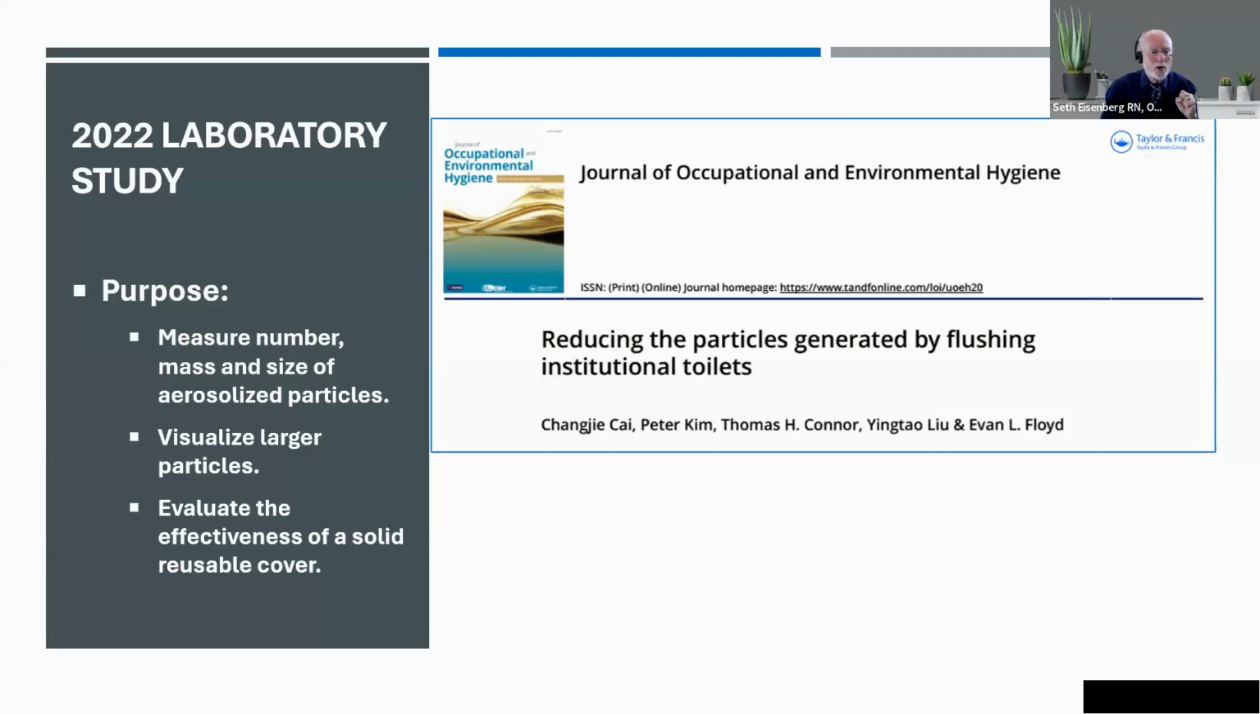So this was done in a laboratory. I'll show you pictures in a second here. The goals of this study were to measure the size, number, and mass of these particles. We wanted to see if we could visualize the larger particles and evaluate the effectiveness of a solid reusable cover. I have to mention Chanji Kai, a professor at the University of Oklahoma. Chanji is an aerosol biology researcher, and the laboratory that we used, he designed specifically for research for OSHA and NIOSH during the pandemic, to look at the spread of COVID on airplanes.